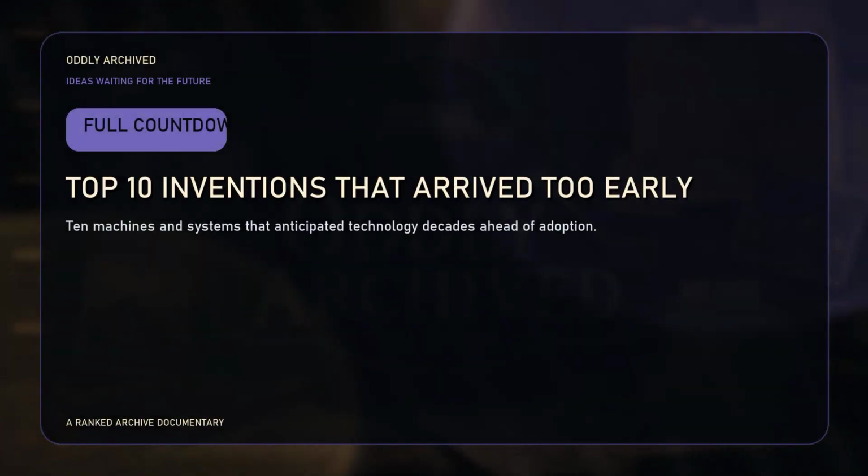10 machines and systems that anticipated technology decades ahead of adoption. This countdown moves from number 10 to number 1, with each archive leading into the next. We begin with the difference engine, the invention that arrived too early.